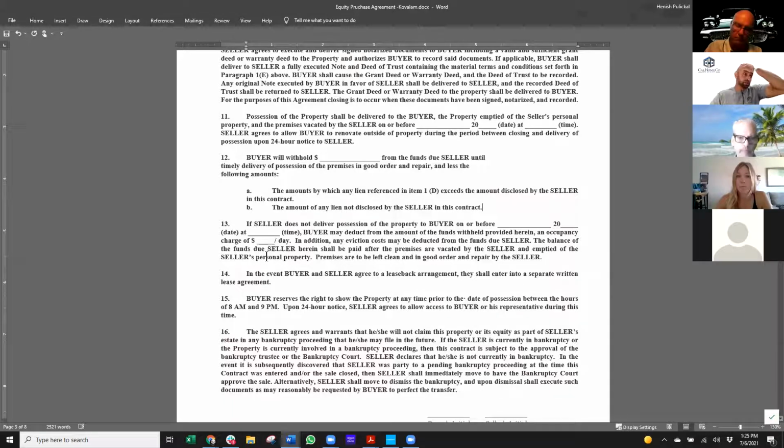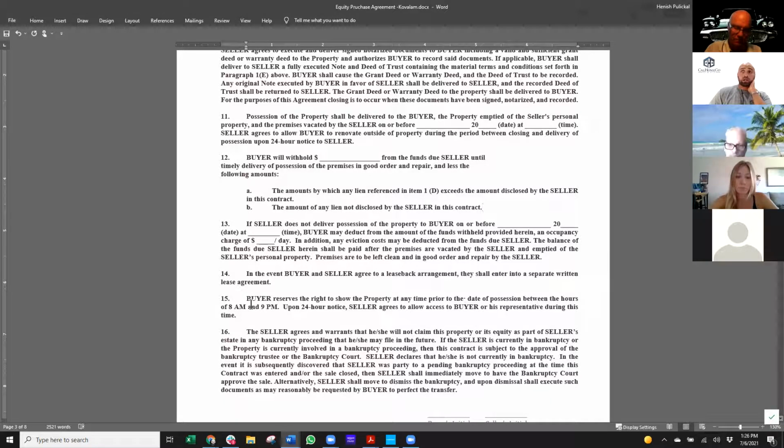There's no grace period. I've already been nice. It's costing me money. I got to get this house moving. I had to delay my construction crew now. Okay. In the event the buyer and seller agree to a leaseback agreement, they shall enter into a separate written lease agreement, right? And that says that if we're doing a leaseback, it's got to be someplace else. It's not on this document.